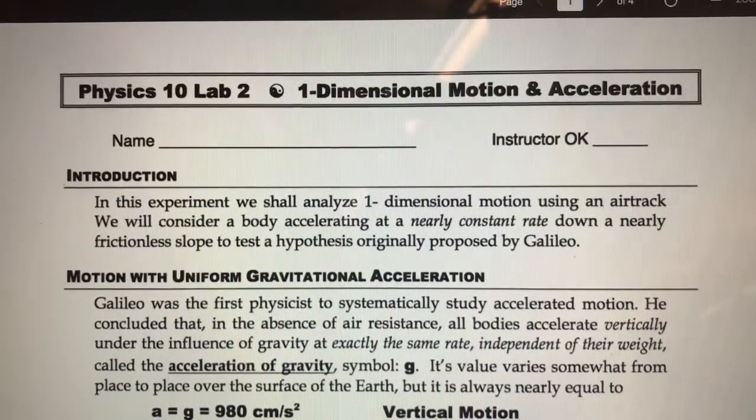So today we're going to be looking at motion in one dimension, and in particular we're going to be looking at acceleration, and to keep things simple we're going to look at cases of constant acceleration.